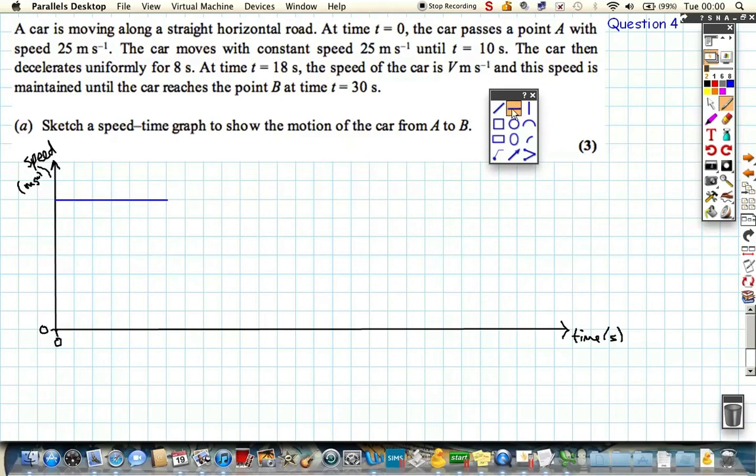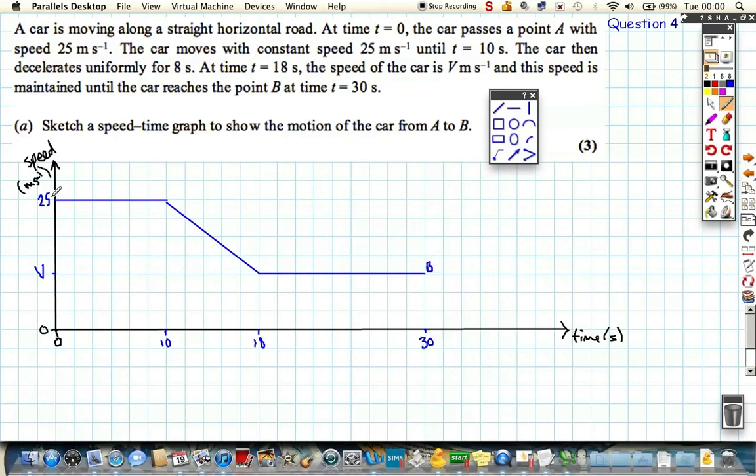Until there will do. And we know that that must be 10, and we know it was travelling at 25 here. Then it says the car then decelerates uniformly for 8 seconds. So it doesn't have to be perfectly accurate scale wise as long as we label it as such. So this time is now 18 and it's now travelling at V meters per second, and this speed is maintained until 30 seconds. So we add another 12 seconds, that takes us to 30 here.